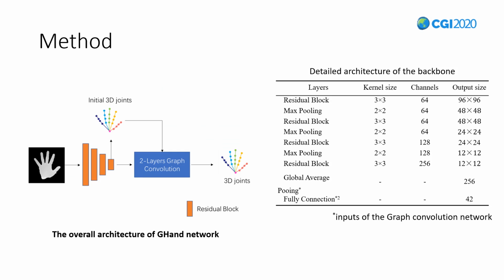This is the overall architecture of our GHand network. The input of our network is preprocessed images, and through a lightweight backbone network, we get initial 3D joints and 256 vectors. Next, we feed these initial joints and the vector to a two-layer graph convolution. And finally, we get the 3D joints.